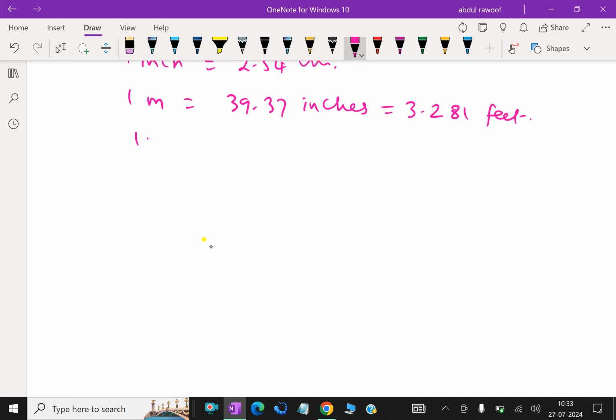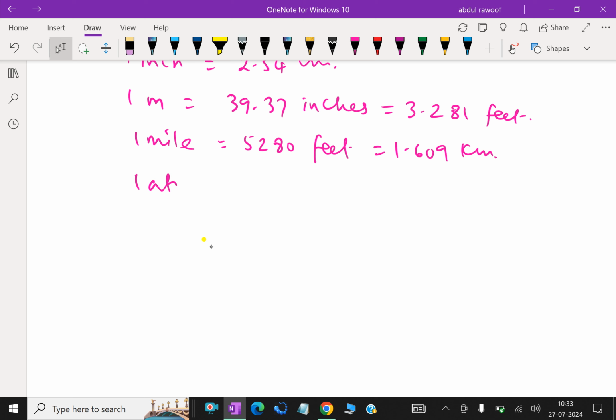1 mile equals 5280 feet, equal to 1.609 kilometer. 1 atmosphere, 1 atm, atmospheric pressure, is equal to 10 to the power of 5 Newton per meter square, which is equal to 76 torr.